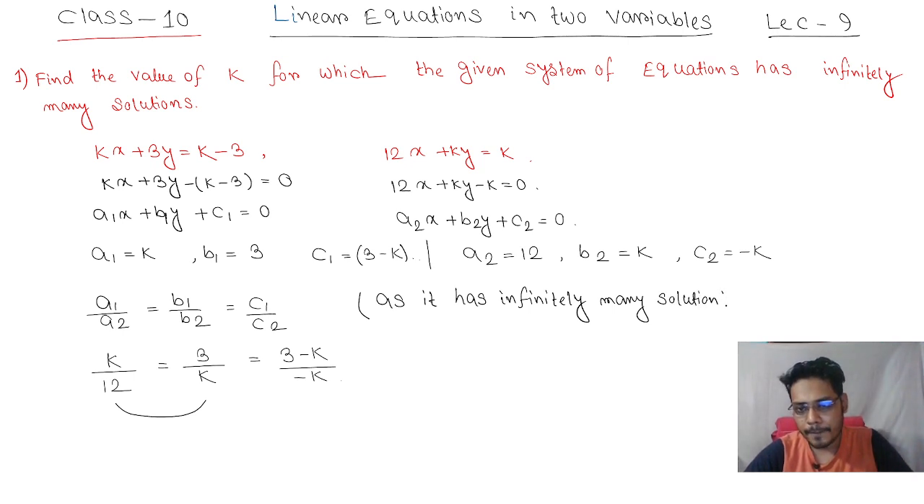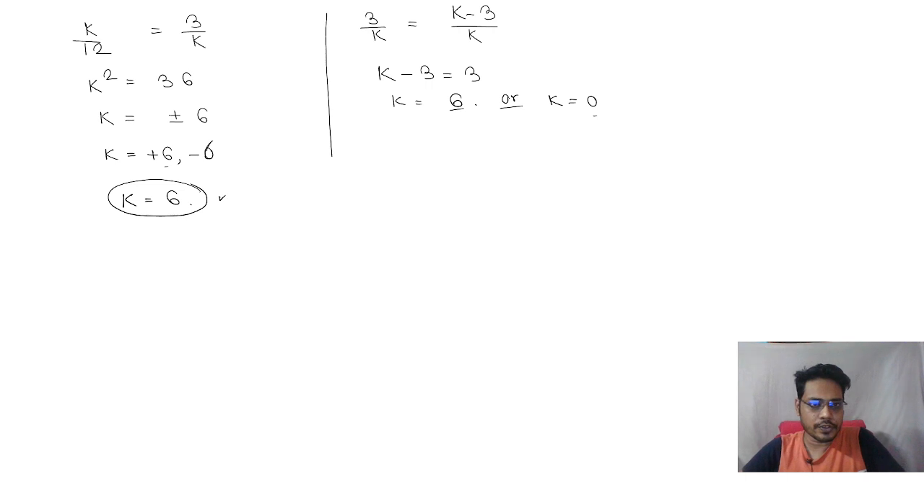Now just putting the values, we will get k by 12 is equals to 3 by k is equals to 3 minus k by minus k. Now we can say k by 12 is equals to 3 by k, and 3 by k is equals to, if you take minus common, k minus 3 by k. Now from it, k square is 36. From the left side, you get k is equals to plus 6 or minus 6. From the right side, you get k minus 3 is 3, so k is equals to 6.